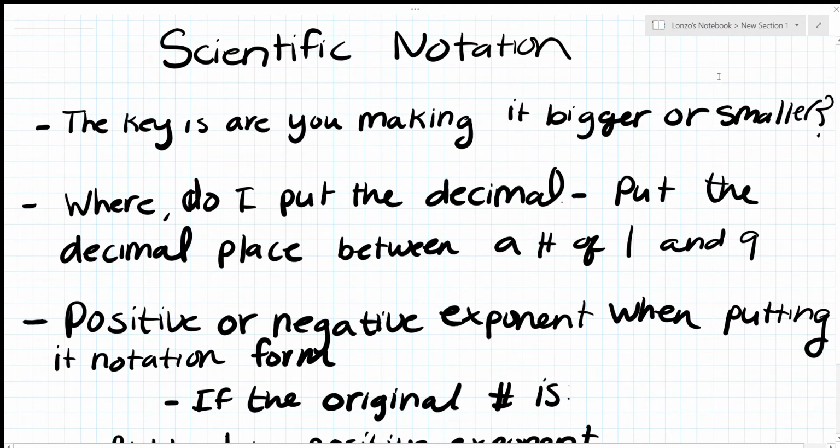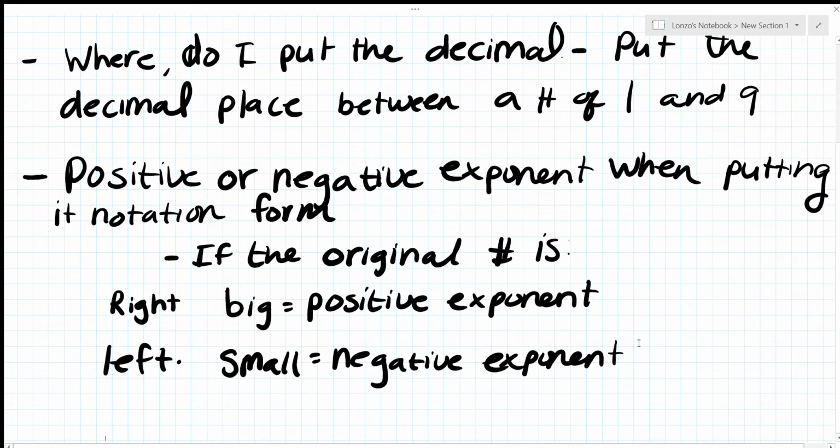Okay, so scientific notation. The key is, when they're giving you a whole number or a number in scientific notation, are you making it bigger or smaller? That's the key in solving scientific notation. And then the next question is, where do I put the decimal? You put the decimal place between a number of 1 and 9. Not 0, it has to be 1 to 9. And then the next question is, for the exponents, do I use a positive or negative exponent?